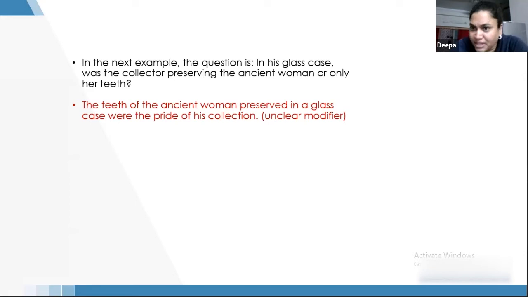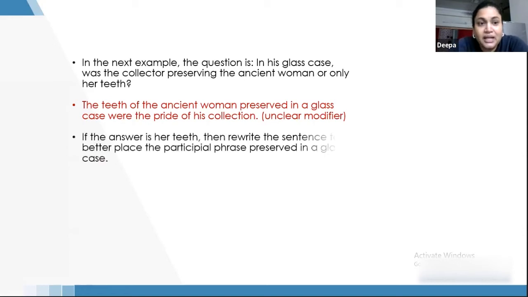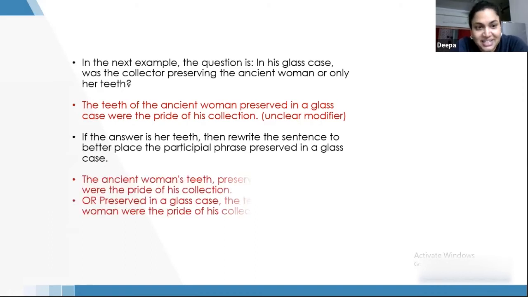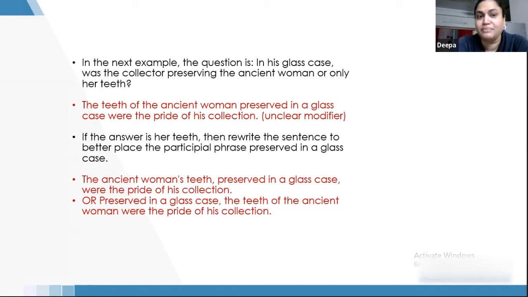We understand that we are talking about the teeth of the ancient woman, but have we just preserved the teeth or the woman also? Let's check. If the answer is her teeth, then rewrite the sentence to better place the participle phrase "preserved in a glass case." So: the ancient woman's teeth preserved in a glass case were the pride of his collection. Because basically we're talking about the teeth. And where were they preserved? They were preserved in a glass case.